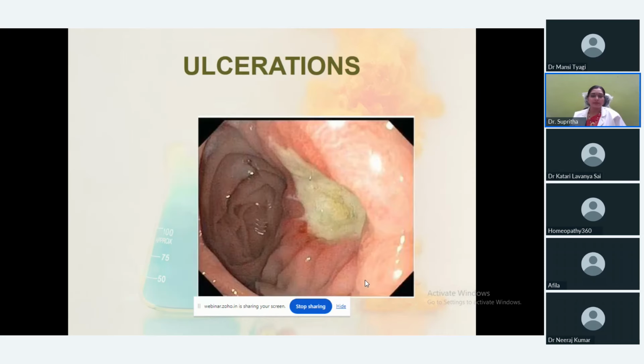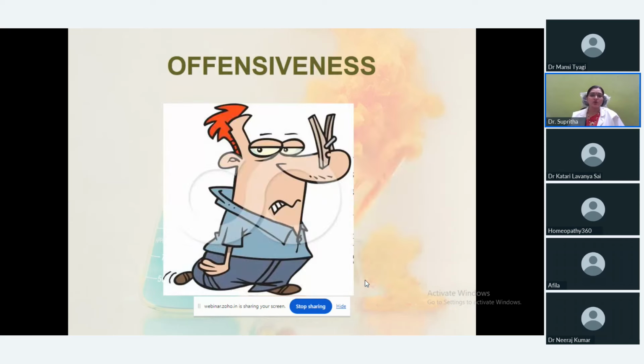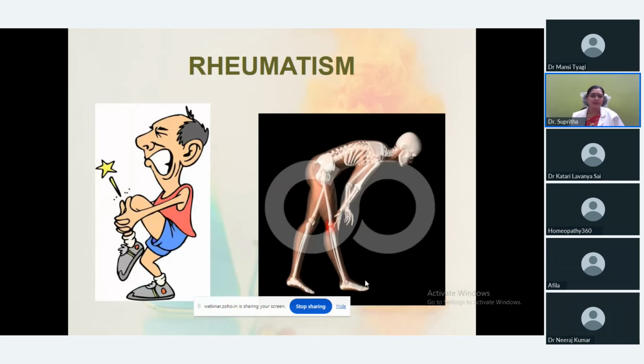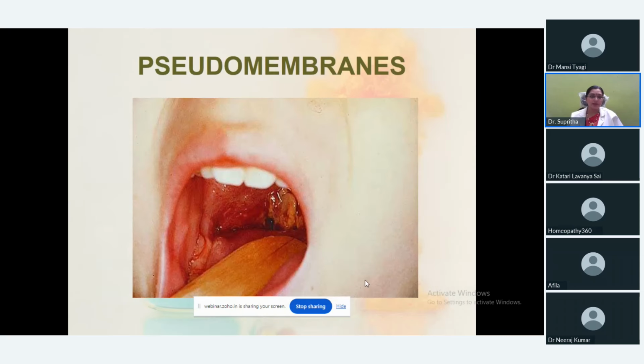Diabetes, ulcerations, pseudomembranes, offensiveness. All the discharges are offensive. It is also having rheumatism. The acid remedies are indicated for rheumatism. Already we have seen organic acids. The action is upon the muscles and tendons.